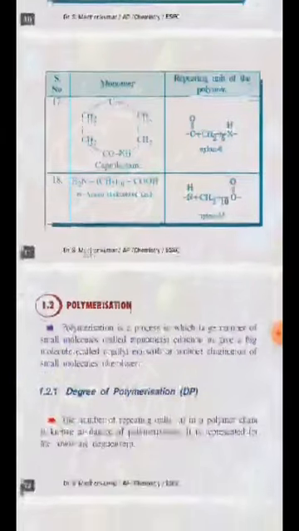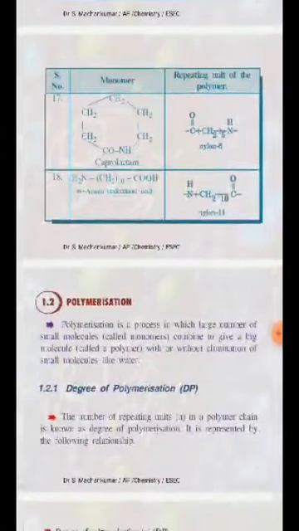Define polymerization. Polymerization is a process in which large number of small molecules called monomers combine to give a big molecule called a polymer with or without elimination of small molecules like water.